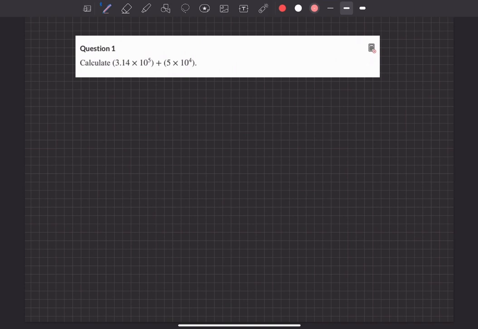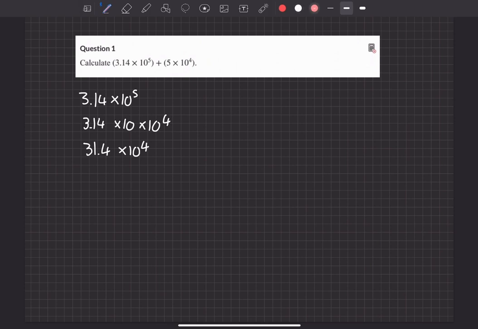So 3.14 times 10 to the power of 5 plus 5 times 10 to the power of 4. So again, what we need to do is make these the same base. And as I said, we always recommend making the bigger one into the smaller one. So 3.14 times 10 to the power of 5 is basically 3.14 times 10 times 10 to the power of 4, which would be 31.4 times 10 to the power of 4, right?